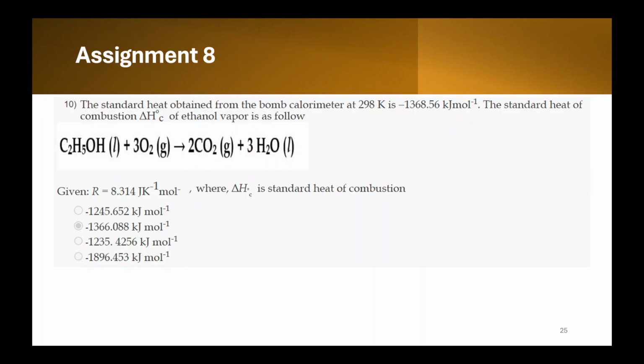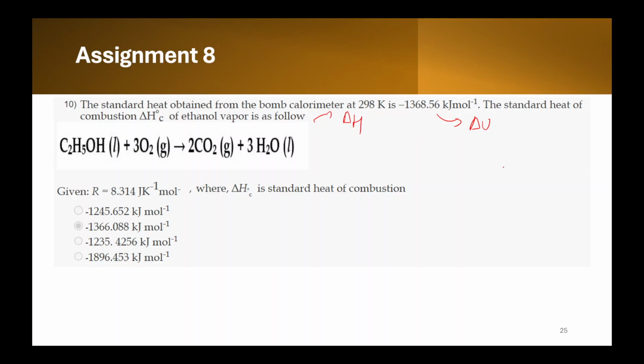Next question from assignment 8. The standard heat obtained from the bomb calorimeter at 298 Kelvin is minus 1368.56 kilojoule per mole. The standard heat of combustion of ethanol vapor is as follows. So you need to basically find out the standard heat of combustion. You know the standard heat obtained from bomb calorimeter. So this is basically QV and you need to find out QP, or you can say this is your delta U and this is your delta H.